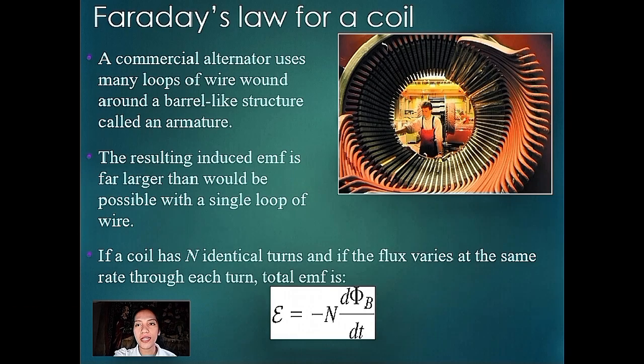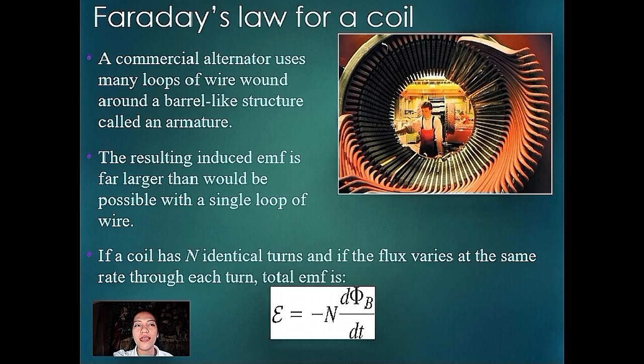Next slide is Faraday's law for a coil. When a coil has multiple turns, the induced EMF becomes larger. This is why generators use many loops of wire. The total EMF is equal to the EMF per loop multiplied by the number of turns. This principle increases efficiency in electrical machines.